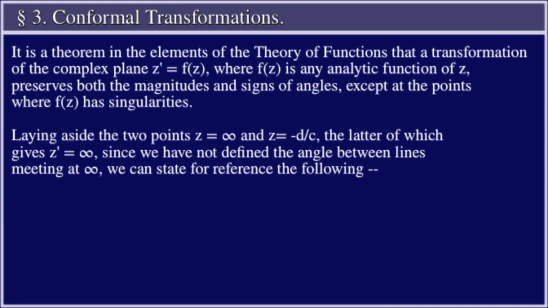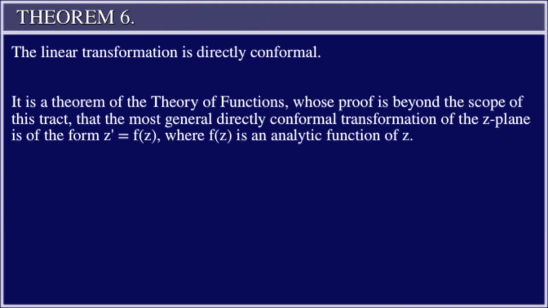Laying aside the two points z equals infinity and z equals minus d divided by c, the latter of which gives z prime equals infinity, since we have not defined the angle between lines meeting at infinity, we can state for reference the following. Theorem 6. The linear transformation is directly conformal.